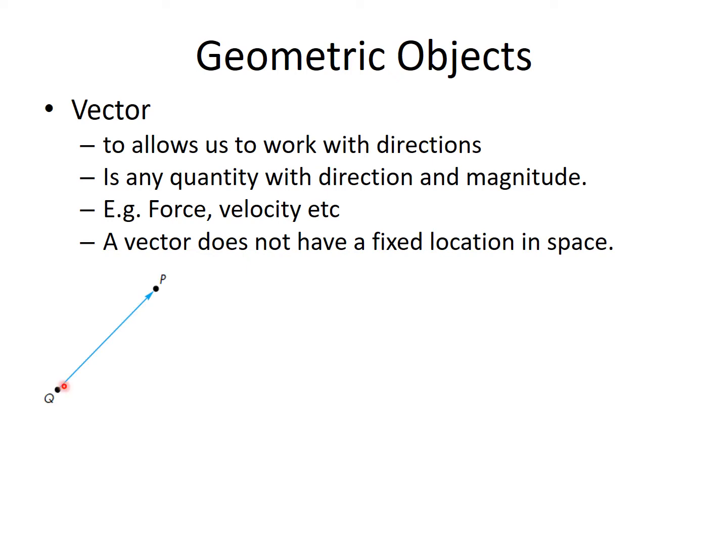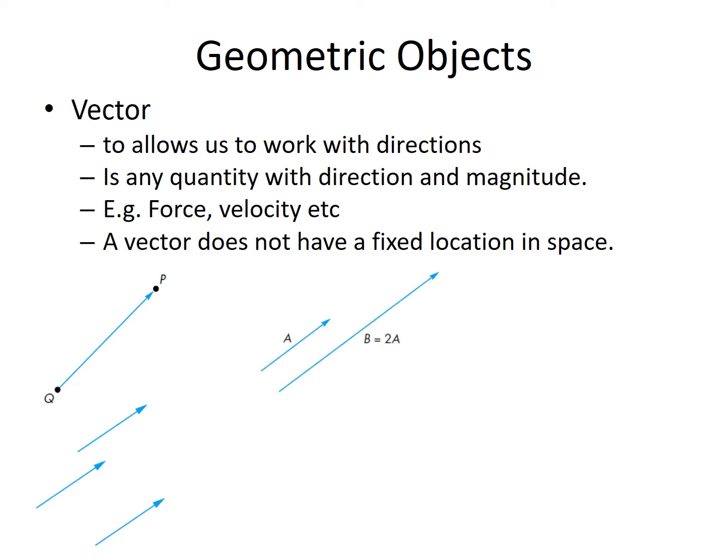Consider this vector which starts at point Q and finishes at point P. This magnitude refers to the magnitude of the vector, and the direction is the direction of the vector. All these vectors are the same vector. They do not have a specific location in space. Notice that all of them have the same magnitude and all of them are pointing towards the same direction. Hence, they are the same vectors.